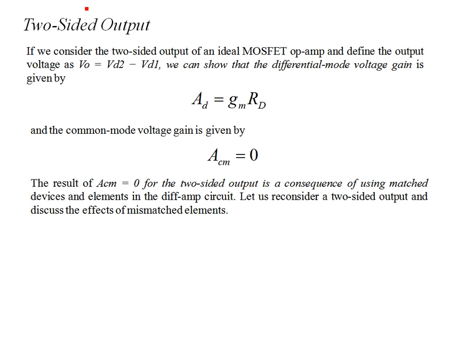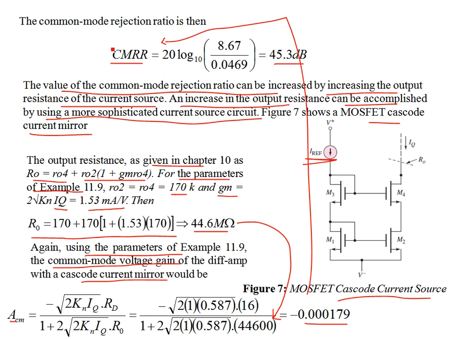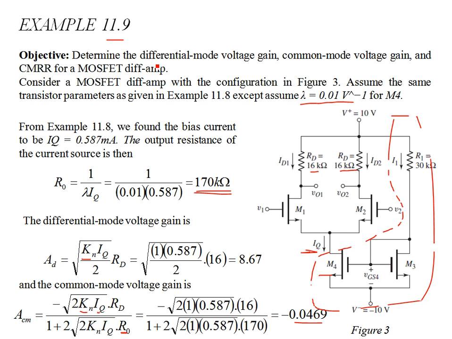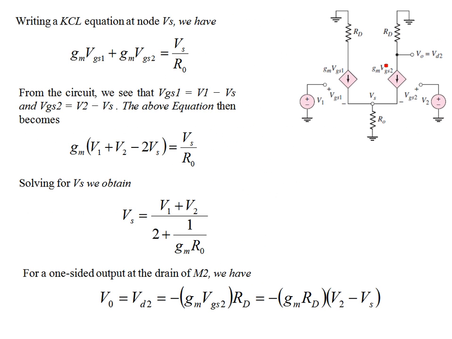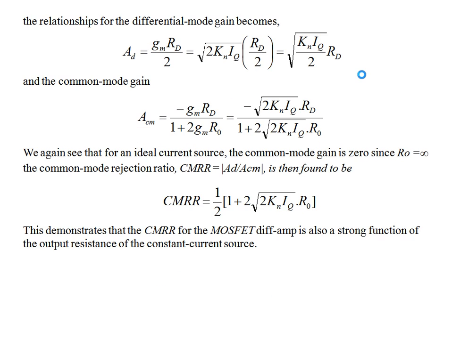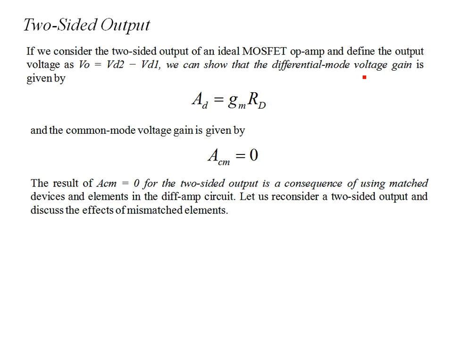All right. Now, so far we have talked of single-sided output. So, for example, in this configuration for the small signal analysis, we consider the output from the drain of M2. Now, what if we have a two-sided output? So we can have V01 and we can have V02, which is VD2, and this V01 is VD1. So, what if we have a differential amplifier with two-sided output?